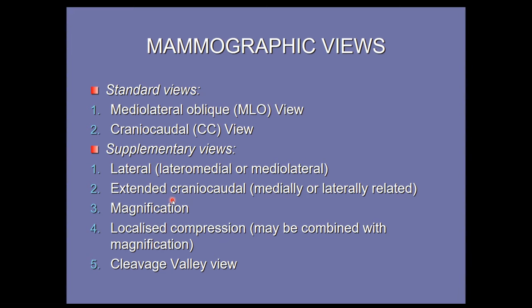This is the same as the craniocaudal view, but we ask the patient to move medially or laterally. Sometimes we need to see the axillary tissue, because in the craniocaudal view, if you don't get axillary tissue, sometimes the mass is extending into the axilla. So if you want to see that mass, we can perform extended craniocaudal. We ask the patient to move, and then we compress the breast tissue. Then we will be able to visualize the axillary tissue.